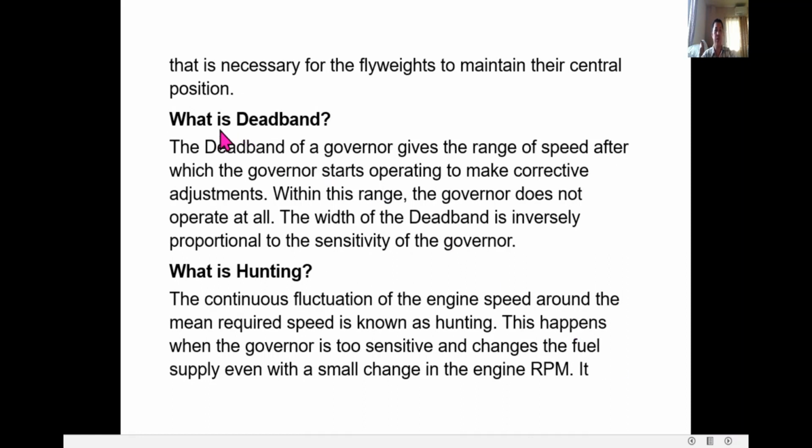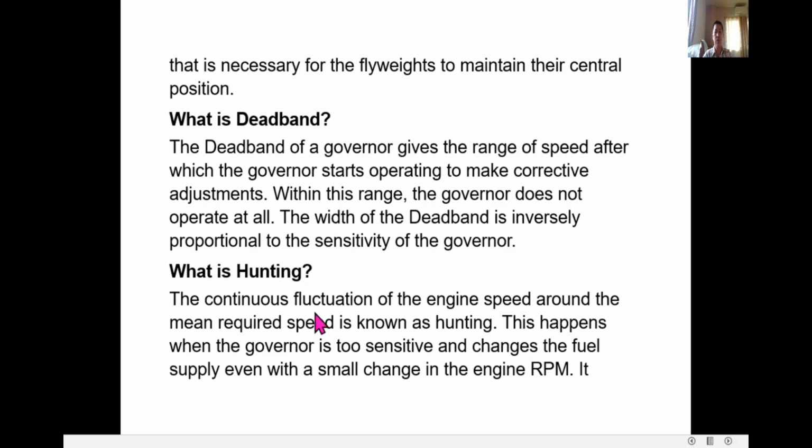So what is deadband also? Deadband of a governor gives the range of speed within which the governor does not operate at all; only after this range does the governor start operating to make corrective adjustments. The width of the deadband is inversely proportional to the sensitivity of the governor.